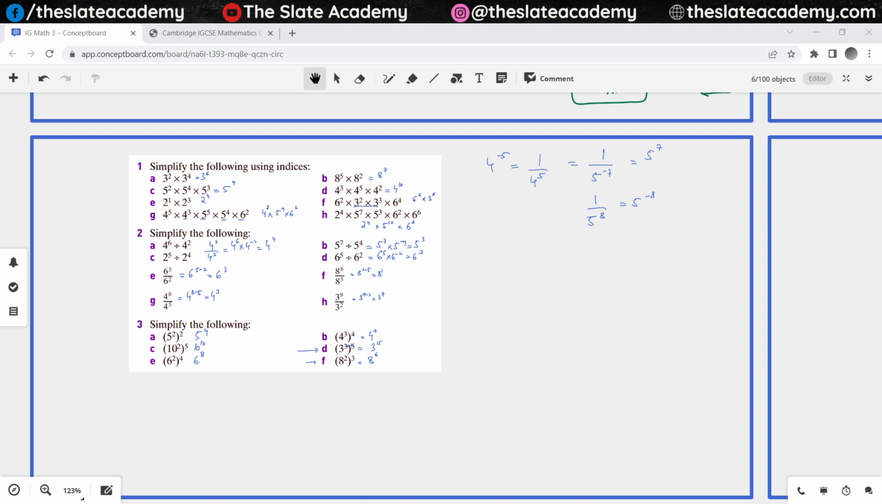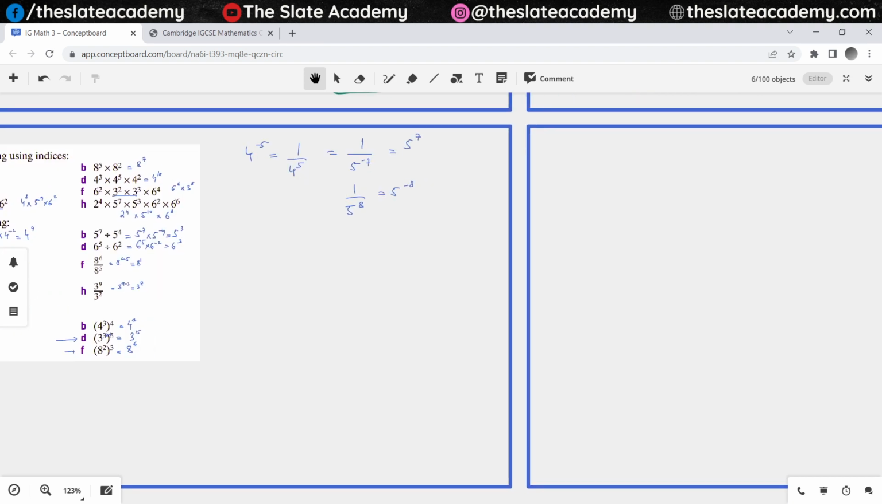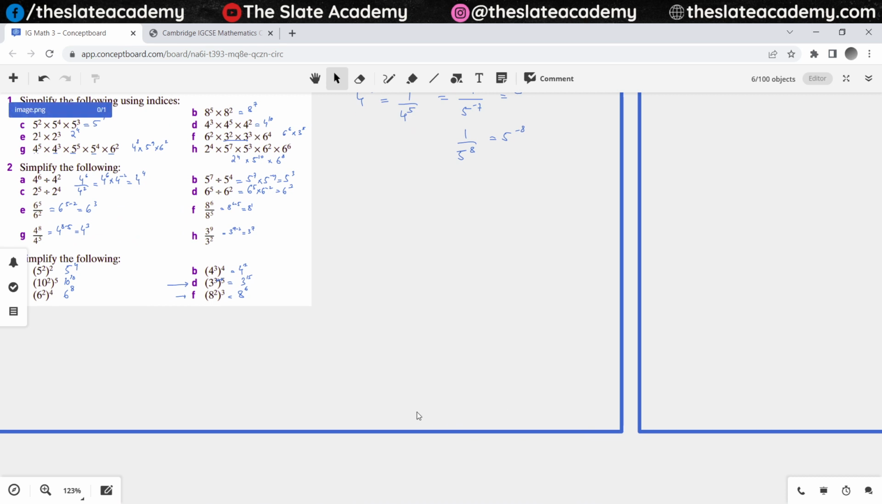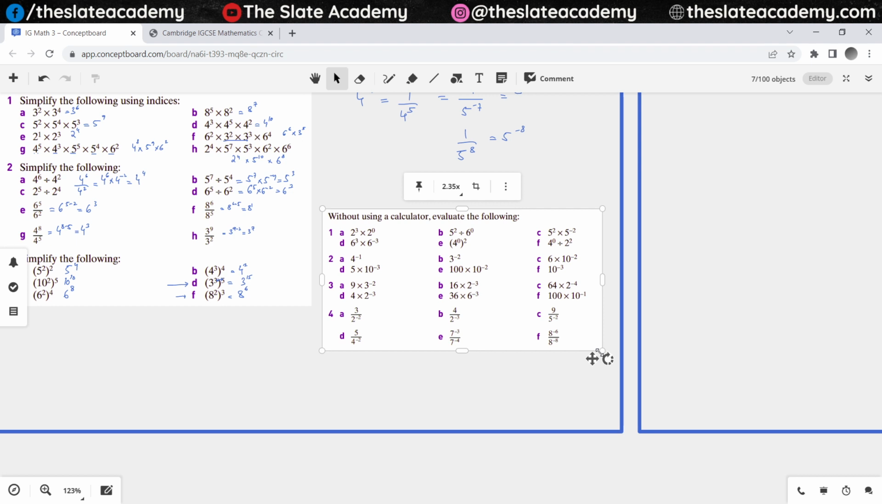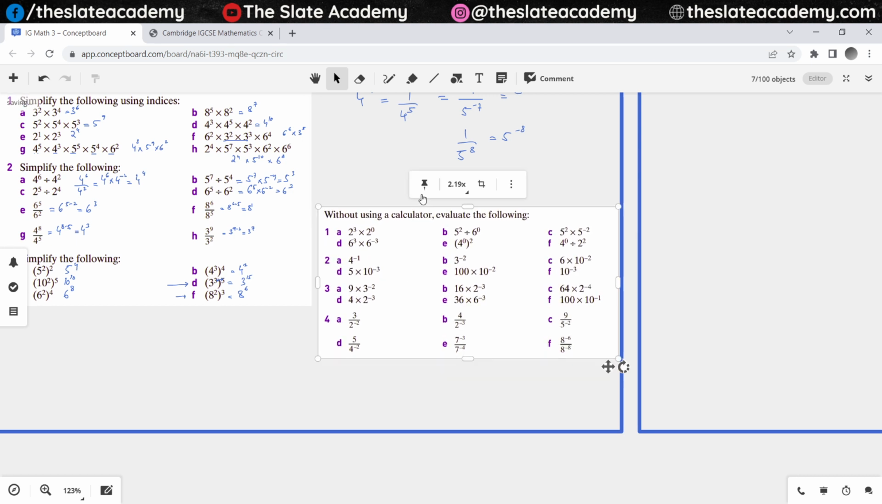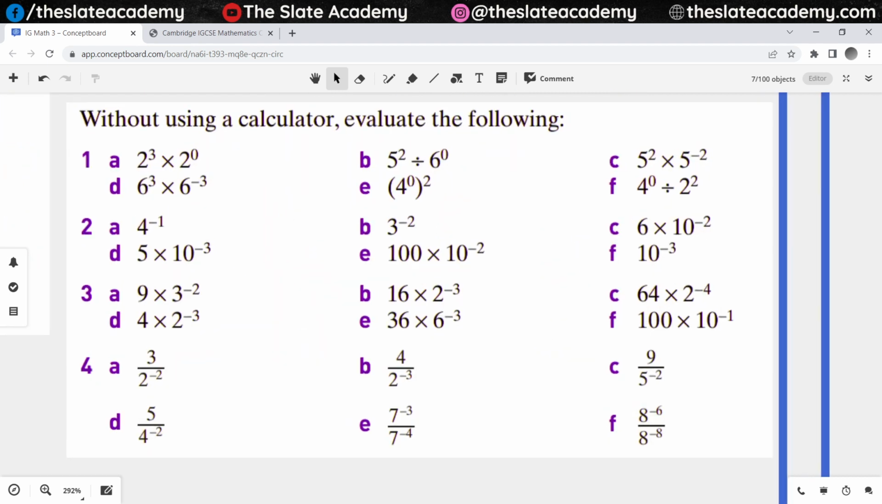Now you have to evaluate these, calculate answers without using calculators. Calculators are not allowed. Yes, please. Go ahead, Miss Aisha. I'll do question number 1, A, B, and C, and I'll ask you to do D, E, and F. In this question we'll just be using the rules we have learned so far. Nothing new. 2 to the power 3 multiplied by 2 to the power 0: bases are same, so powers add, 2 to the power 3 plus 0. The answer is 2 to the power 3, which is 8.